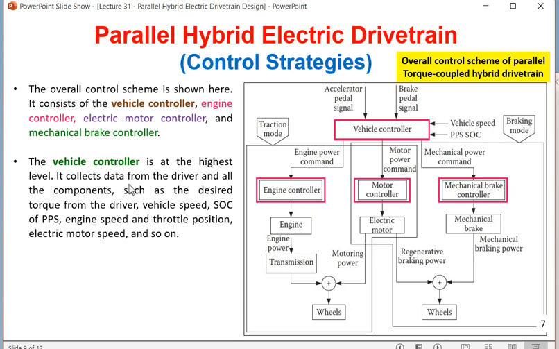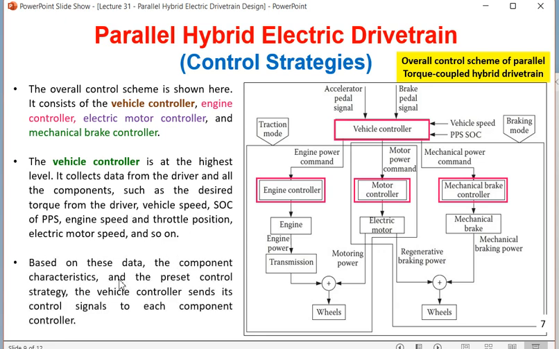So vehicle controller collects all the data from all the drivers and sensors, and from all the components such as the desired torque from the driver, vehicle speed, SOC of PPS, engine speed, throttle position, electric motor speed, etc., and so on. Based on this data collected from different sensors, the component characteristic and the preset control strategy and the vehicle control strategy all are decided. So vehicle controller sends a control signal to each component depending on whatever input it has received from different sensors.